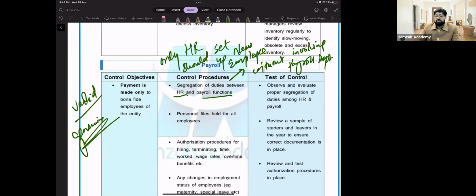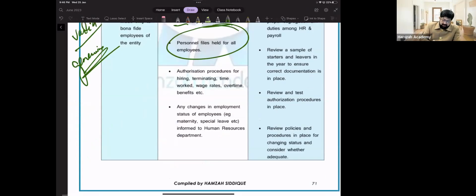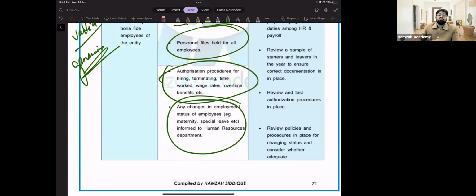So ghost employee cannot be added. So personal file for each employee. Hamza is an employee. So Mr. Hamza, CV, and all the documentation. And any termination, hiring, etc., any change in employment status, that should be informed to HR. So ultimately, this objective will be achieved. Without informing HR, no hiring, no firing, no promotion, no special leave, nothing should happen.